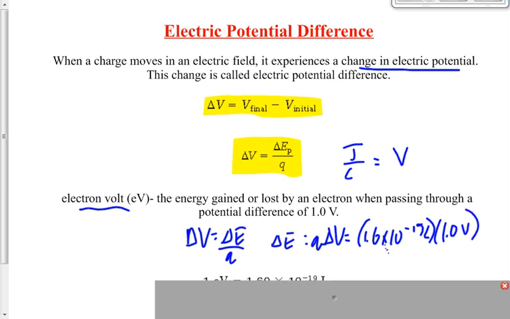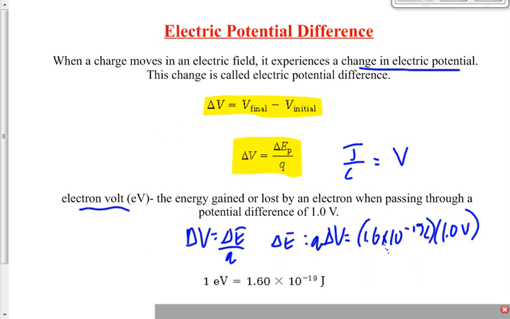That means the energy that is gained or lost, depending upon which way it's going, as the electron accelerates through a potential difference of 1 volt, is 1.60 times 10 to the minus 19 joules. Therefore, 1 electron volt is equal to 1.60 times 10 to the minus 19 joules.